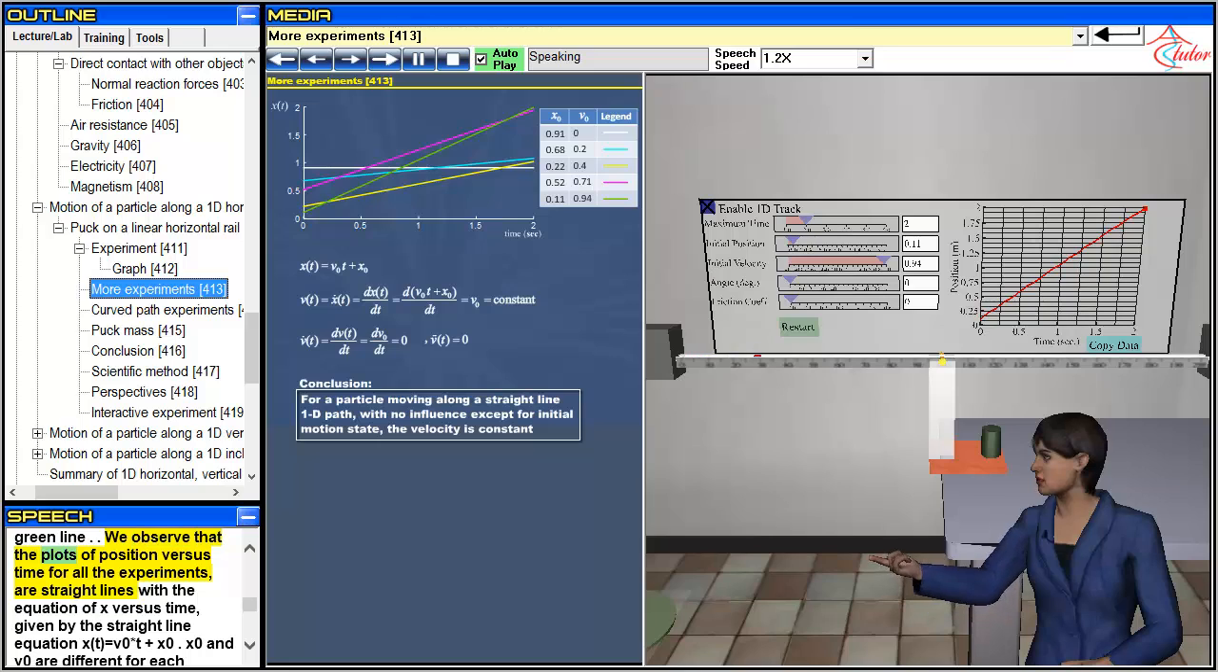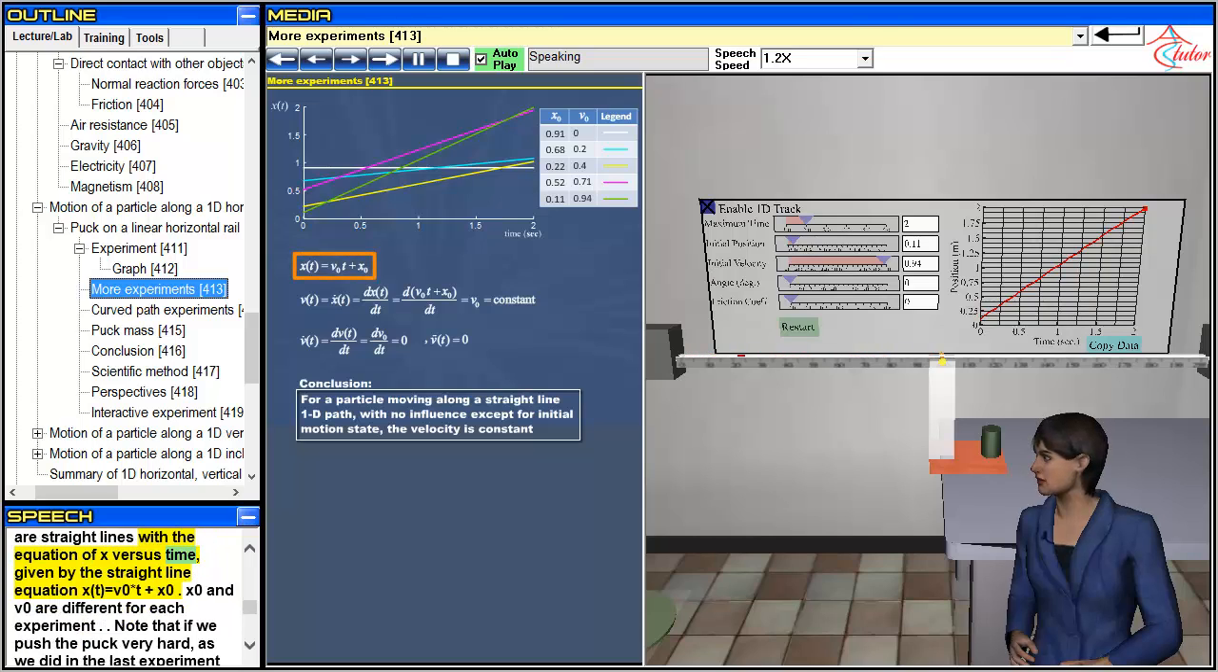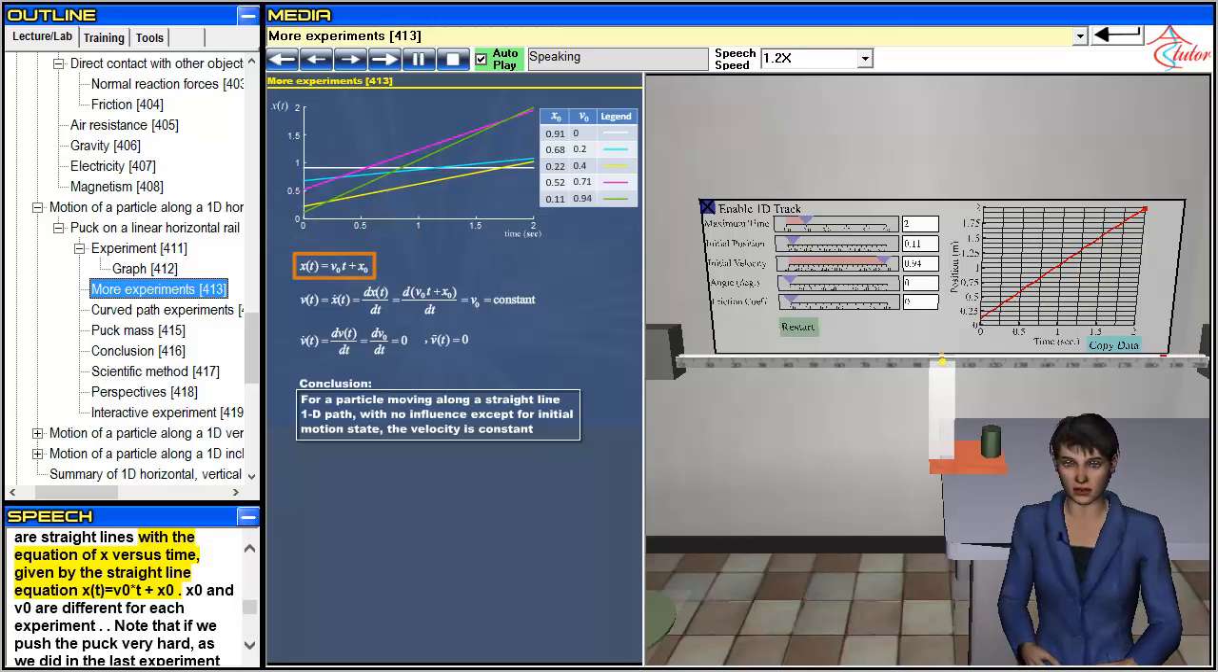We observe that the plots of position versus time for all the experiments are straight lines, with the equation of x versus time given by the straight line equation x of t is equal to v0 times t plus x0. x0 and v0 are different for each experiment.